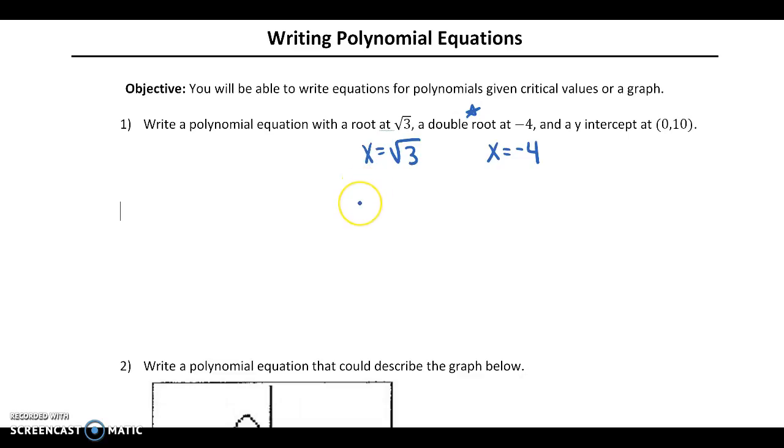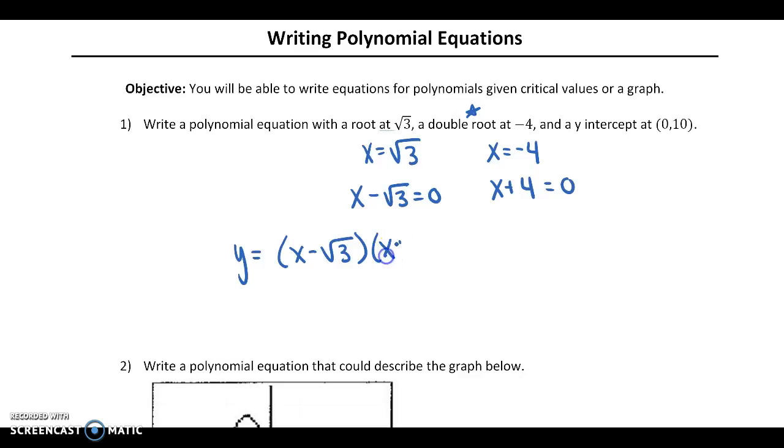So if I want to write the equation, I want to go backwards and put this in factored form. Normally I'd set it equal to 0 and then solve. Now I have to start from equal to 0 and go backwards from that solving. So I get x minus root 3 equals 0 and x plus 4 equals 0. If I'm writing my equation, I'm either writing a function or a y equals some x equation. I know I have x minus root 3, x plus 4.